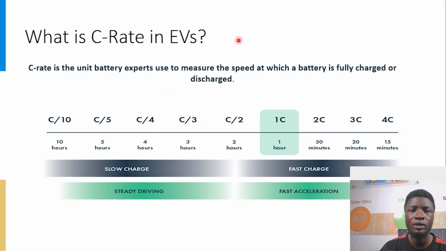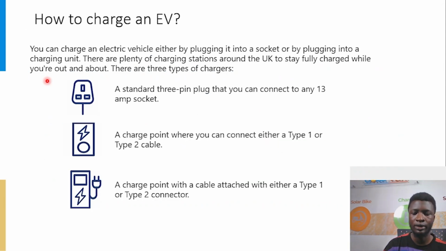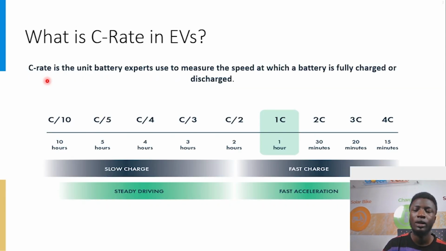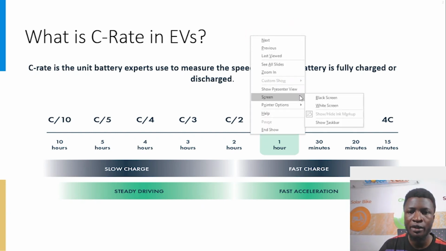Or, there are two ways to calculate the charge rate in an electric vehicle. The charge rate is the unit battery experts use to measure the speed at which a battery is fully charged or a battery is discharged.